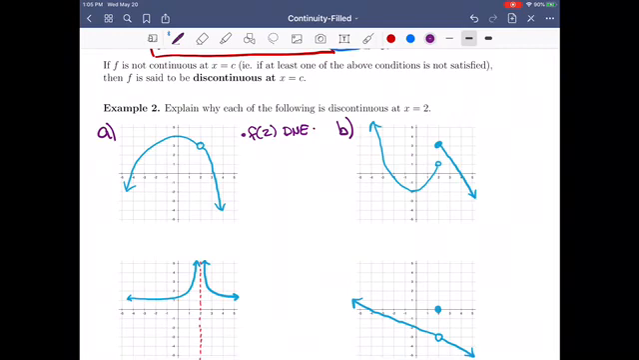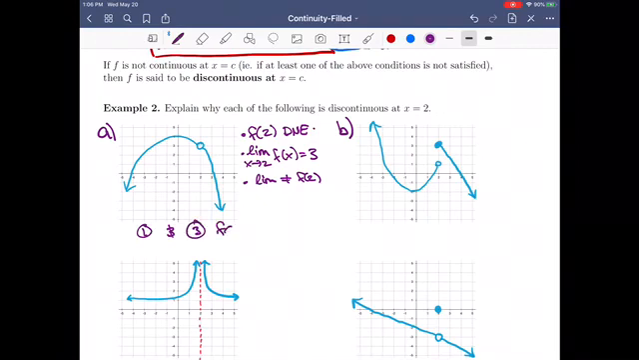The limit does exist actually. The limit as we approach 2 of our function is actually 3. But it's not equal. The limit, I'm going to use shorthand here, does not equal f of 2 because f of 2 doesn't even exist. So here 1 and therefore 3 fail.